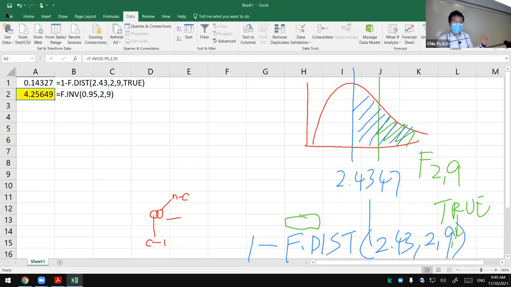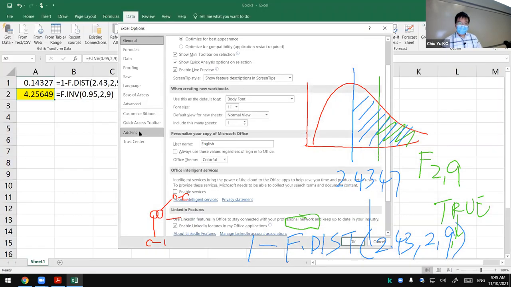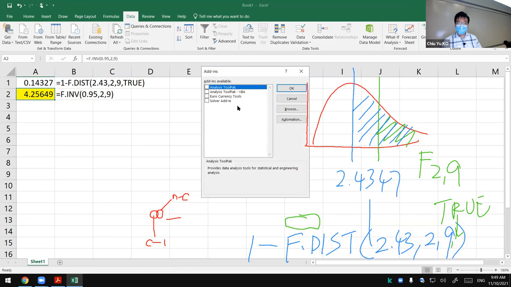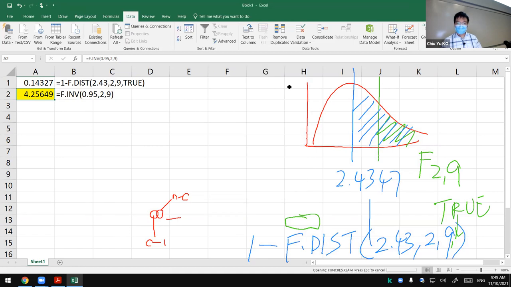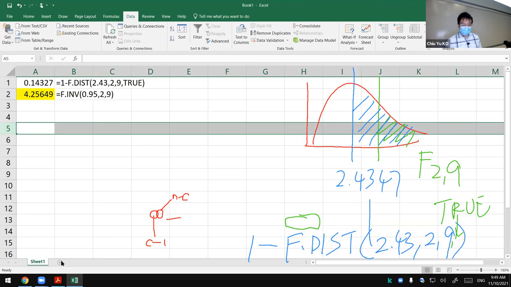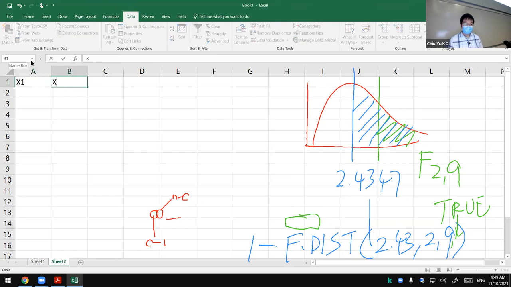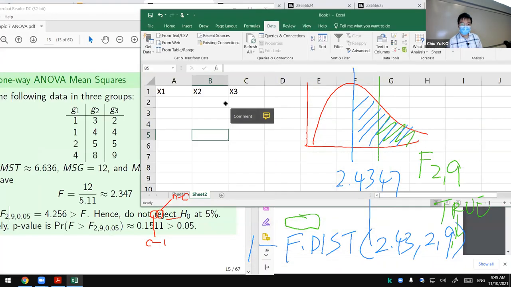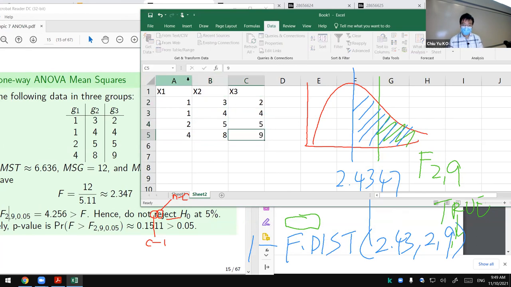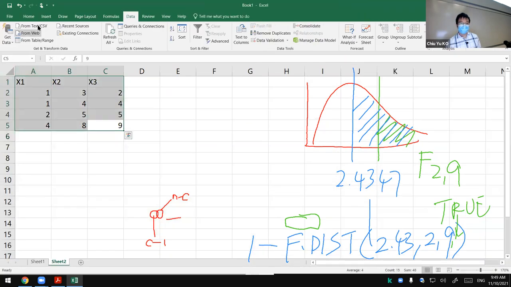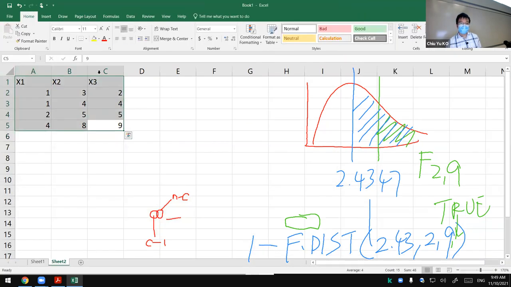Now I load the data analysis. Go to File, Options, Add-ins, and I have the add-in loaded. I hope this is clear from the last class. Let me open another one and I've got the data here. To confirm that it's right: 1, 1, 2, 4; 3, 4, 5, 8; and 2, 4, 5, 9. Don't worry, we just do one step, nothing to be worried about. So this is the data.